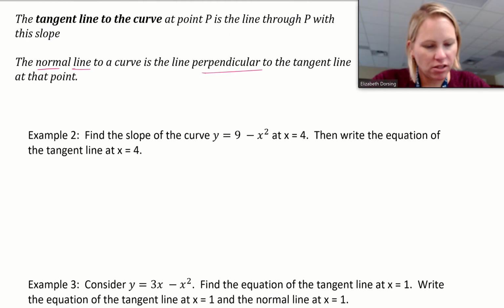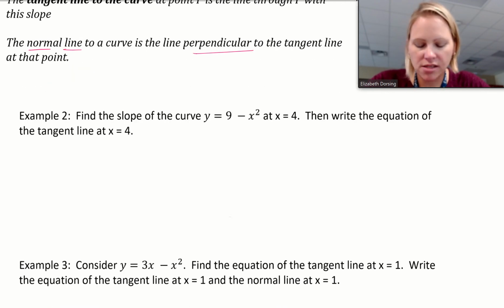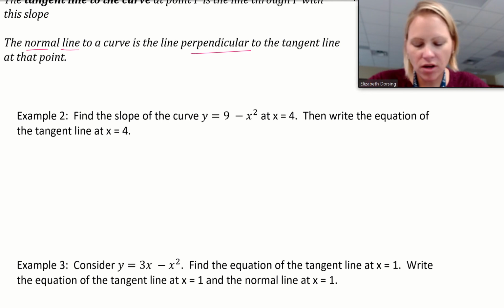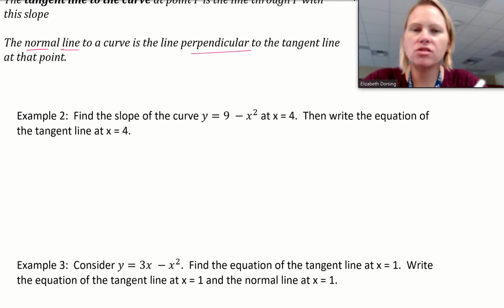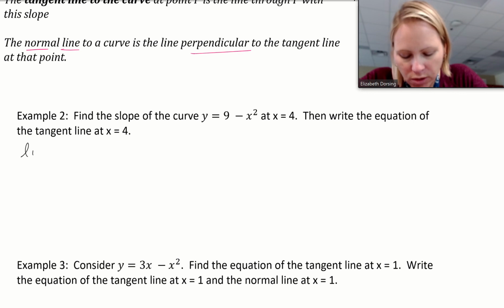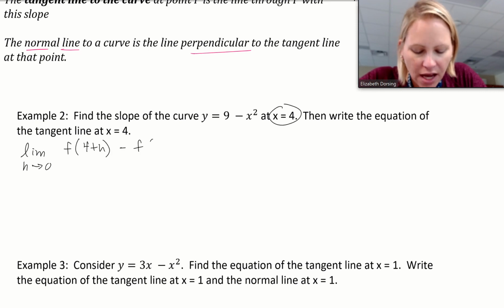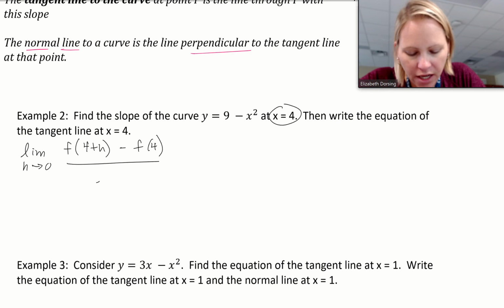Now, let's take a look at what we can do with this. Example 2, find the slope of the curve y equals 9 minus x squared at x equals 4. And then write the equation of the tangent line. So this is a 2-part problem. The first thing we need to do is evaluate this limit as h approaches 0. And this time my a value is 4. So I'm going to find f of 4 plus h minus f of 4, and it's all over h.